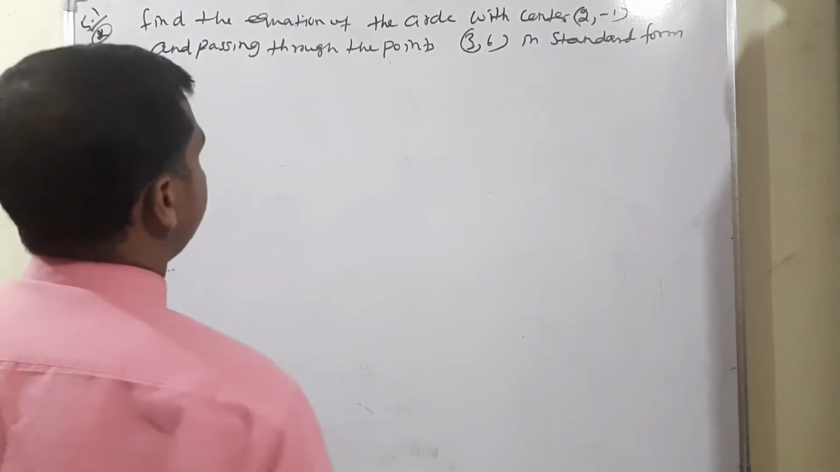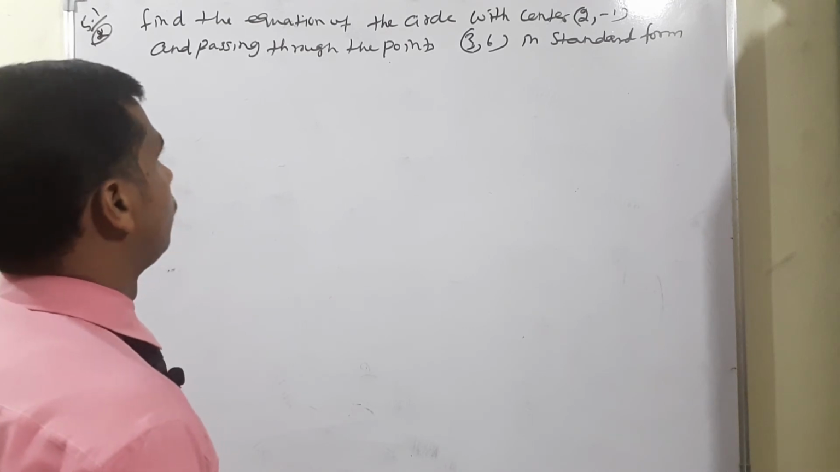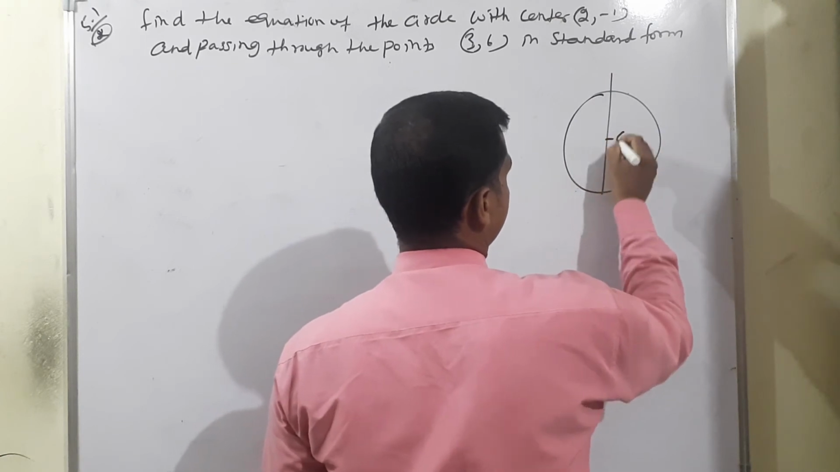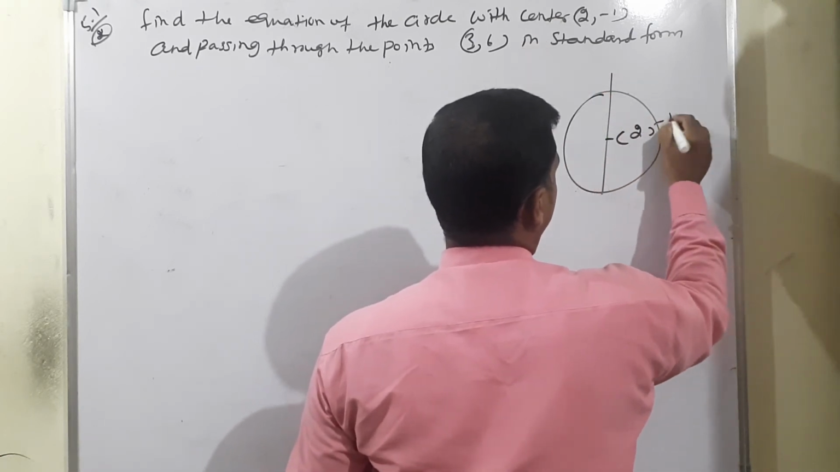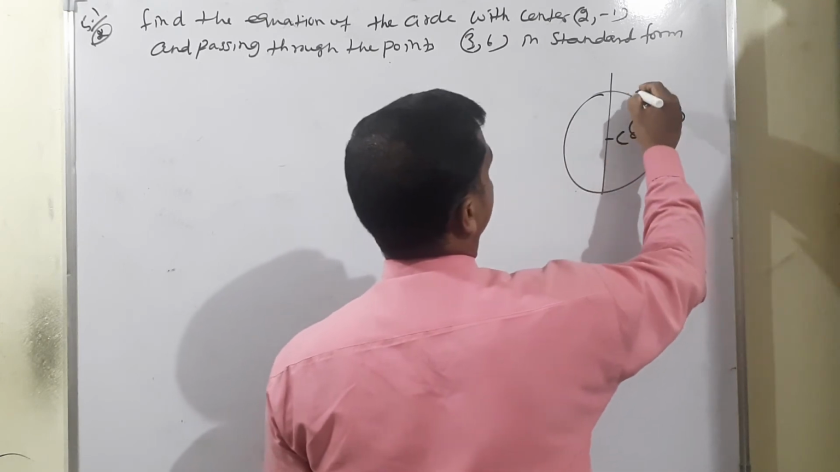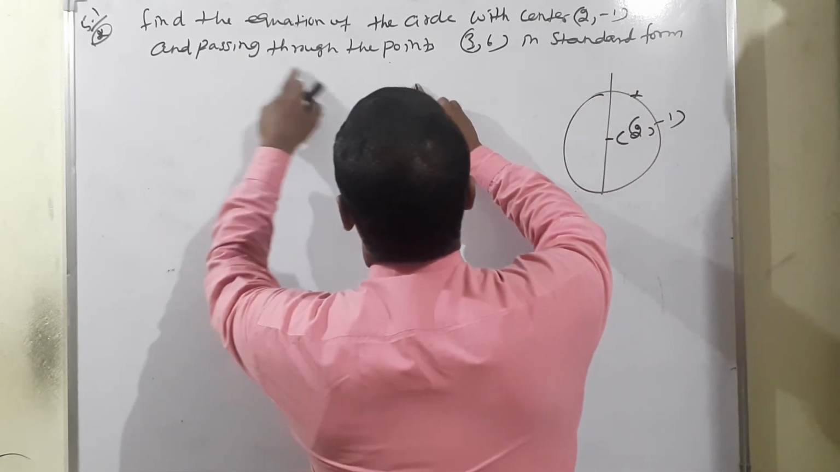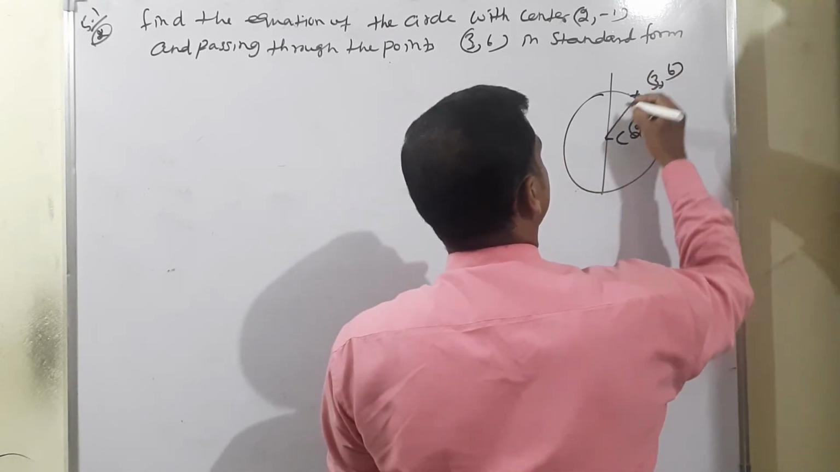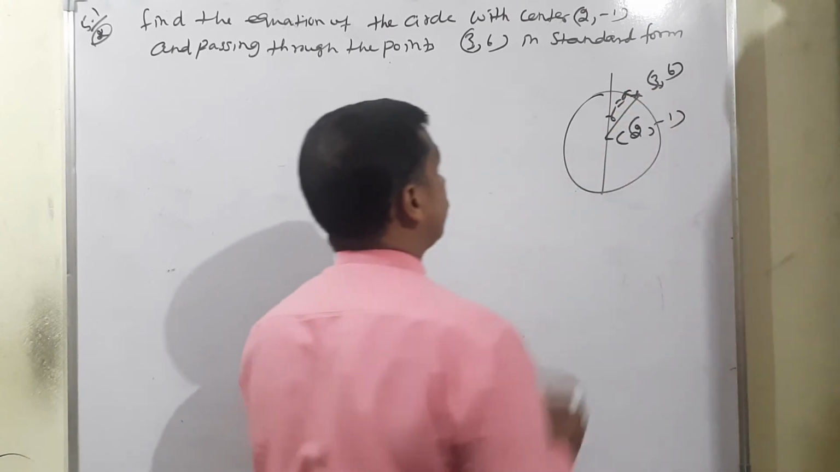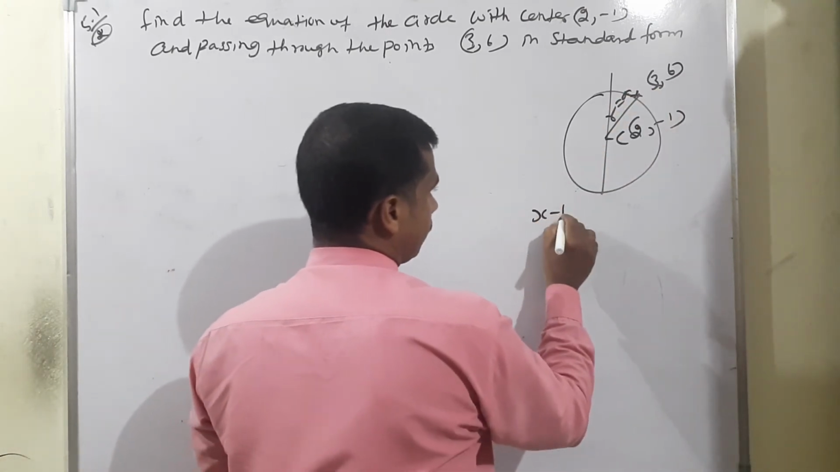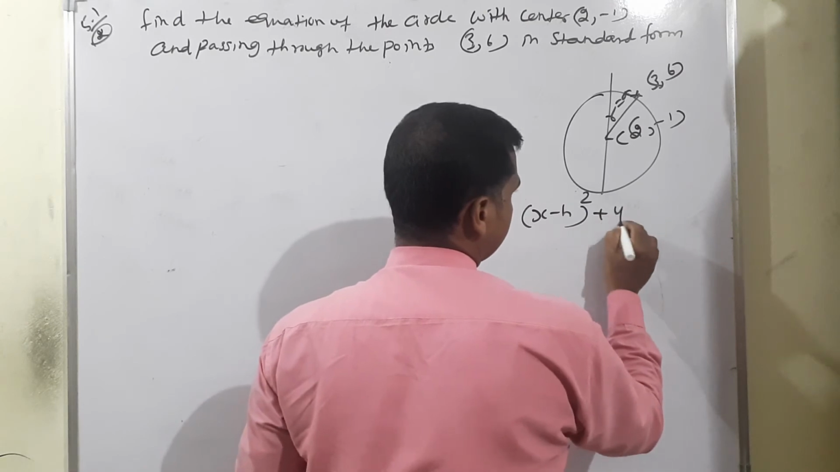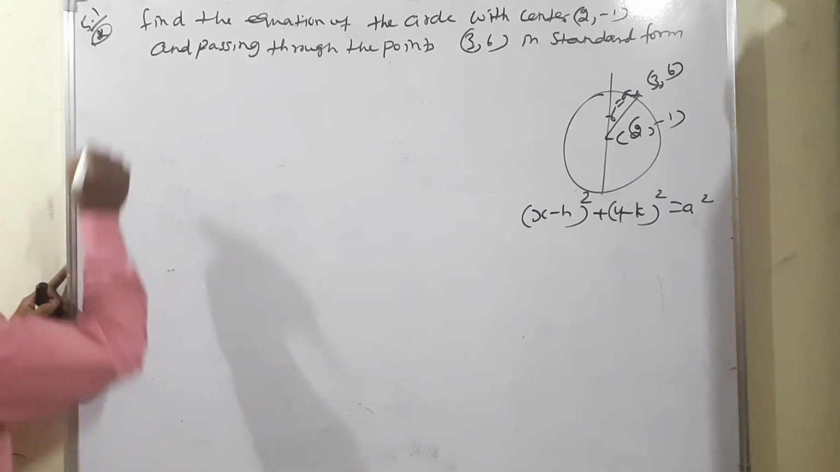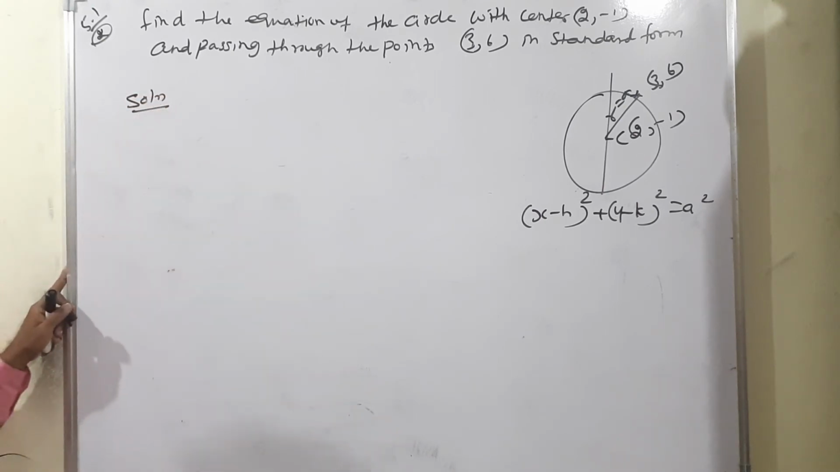Question number 2. Find the equation of the circle with the center 2 comma minus 1. So the circle is there. This is the center, meaning the point 2 comma minus 1. Then another point is there, passing through the point 3 comma 6, isn't it? We need to find out the radius. Radius, consider it as a, because the standard form formula is (x minus h) the whole square plus (y minus k) the whole square is equal to a square. So now the solution. First we need to find out the radius.